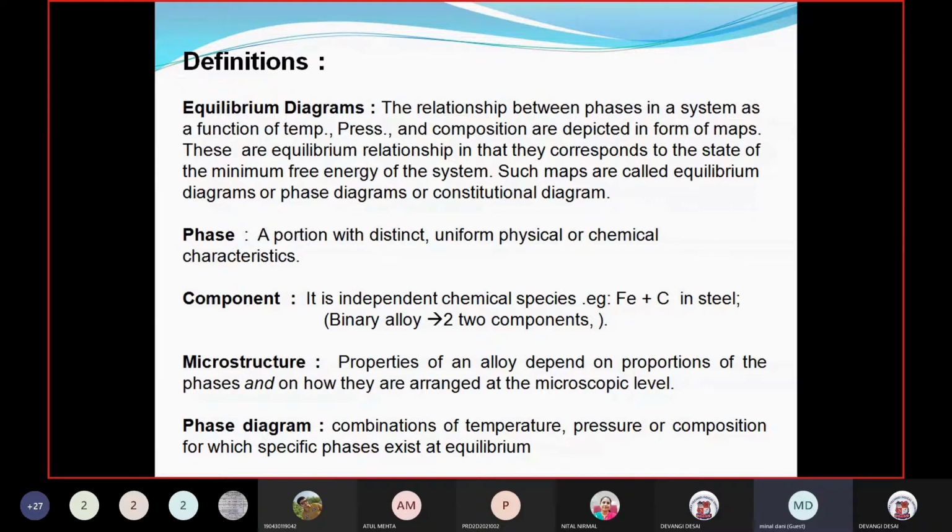Another one is the phase diagram. It is a combination of temperature, pressure, even composition for which the specific phases exist at equilibrium condition. Suppose you are talking about aluminum alloys. In that also, with different alloying elements, different phase diagrams are available. And once you manufacture that particular alloy, you have to follow the solubility of the other element in the aluminum.